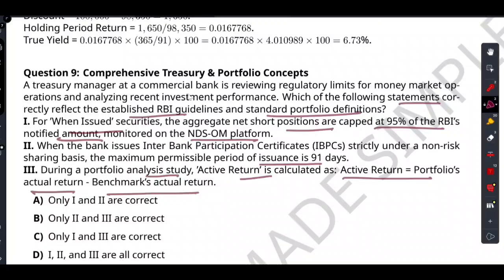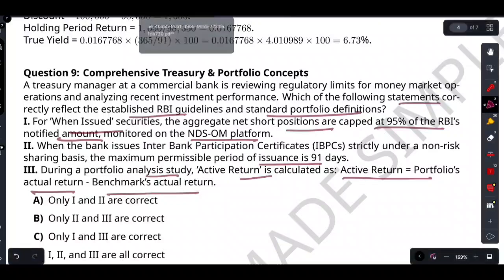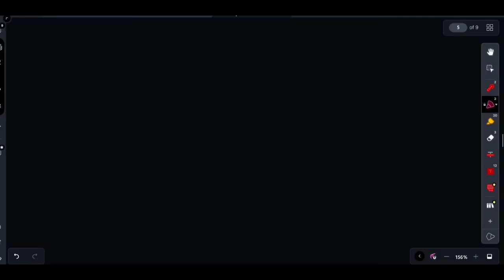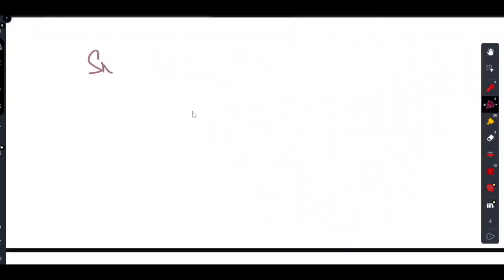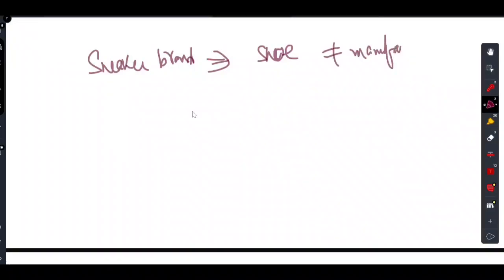Now let's break this big statement down into a simple everyday concept. Friends, imagine a popular sneaker brand announced a new shoe, but it has not actually been manufactured yet. Sneakerheads start selling pre-orders to each other.